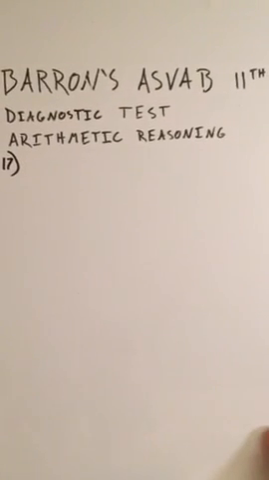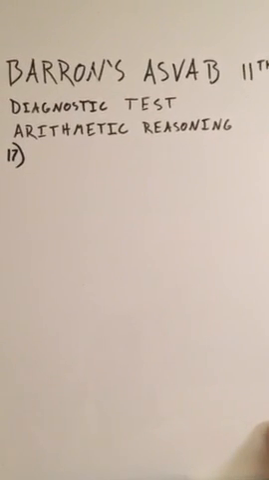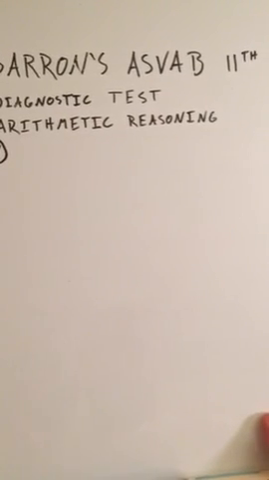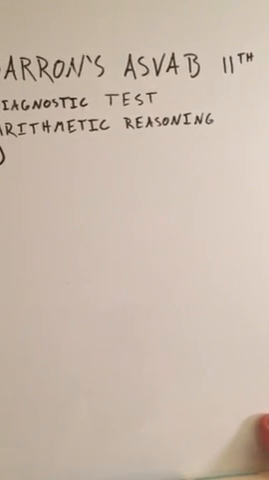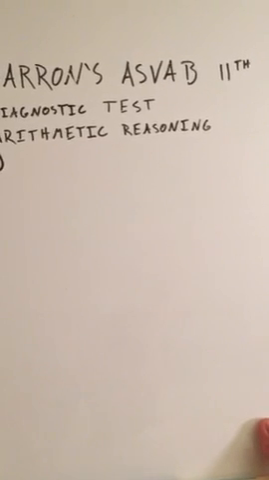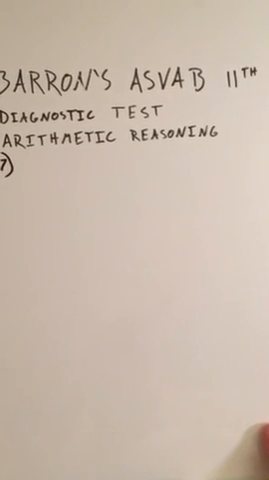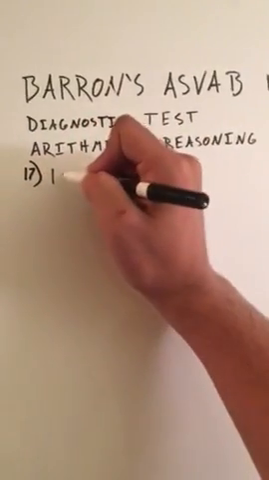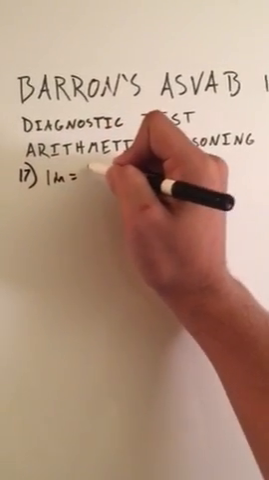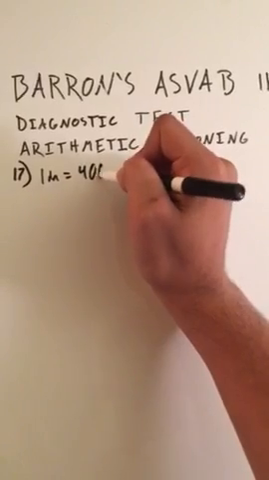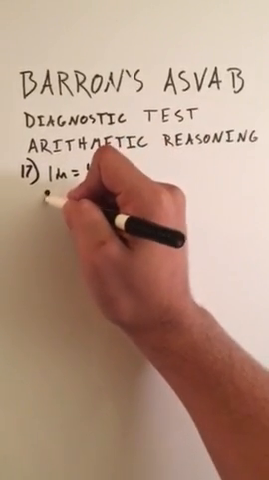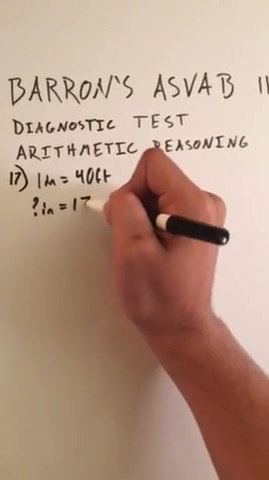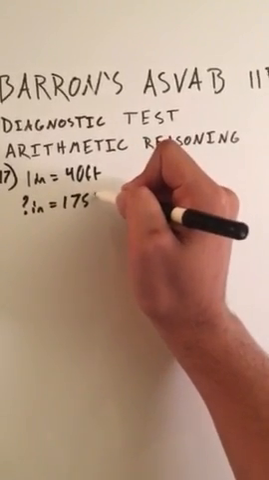Barron's ASVAB 11th edition Diagnostic Test Arithmetic Reasoning question number 17. A scale blueprint drawing of a building has a scale of 1 inch to 40 feet. How many inches on the drawing represent a distance of 175 feet on the blueprint? Well, 1 inch equals 40 feet. How many inches equals 175 feet?